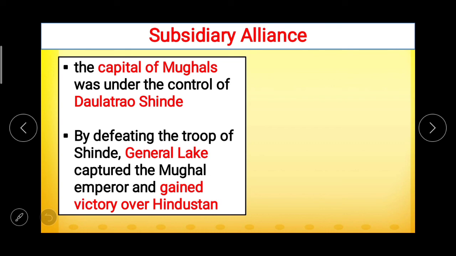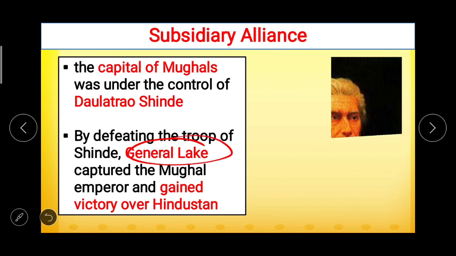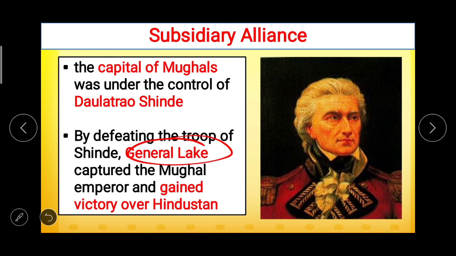In the meantime, the capital of Mughals was under the control of Daulat Rao Shinde, and by defeating the troop of Sindh, General Lake captured the Mughal emperor and gained victory over Hindustan.